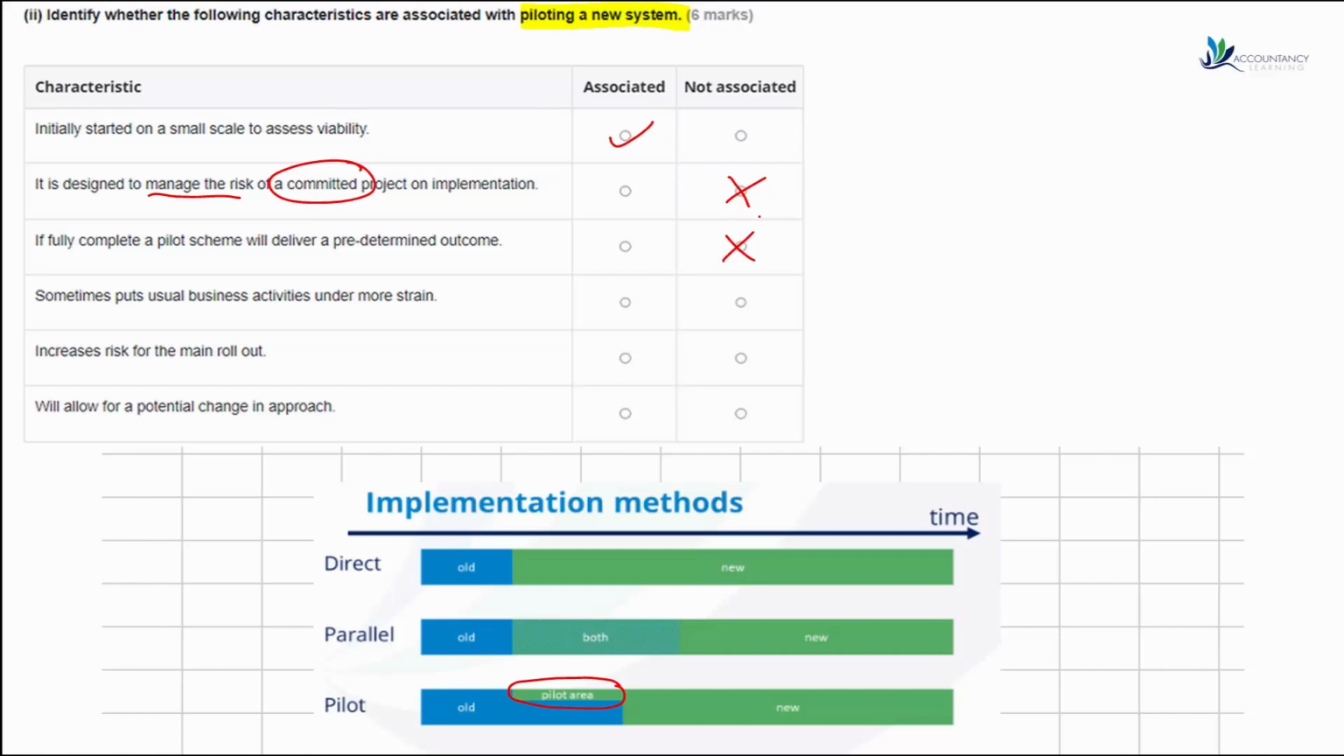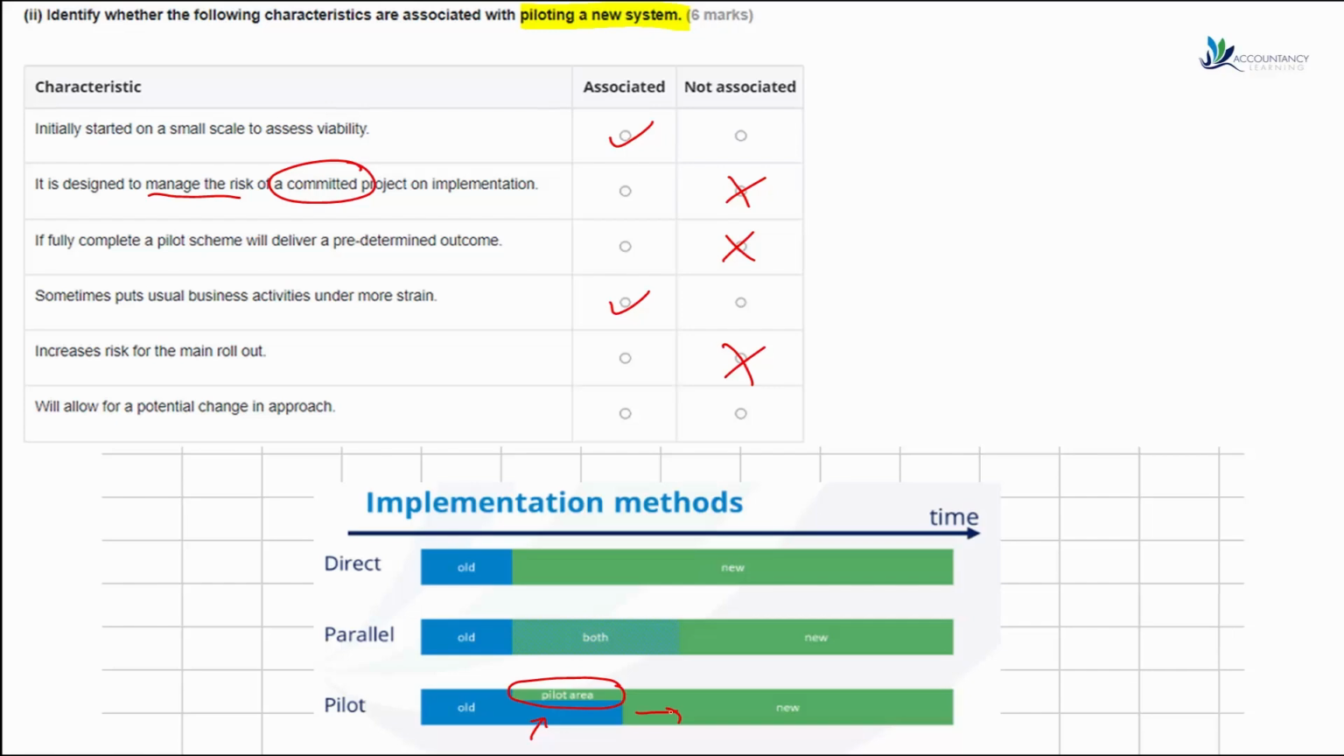Our fourth statement: sometimes puts usual business activities under more strain. Well, yes, that is true, because the rest of the business could be having a few problems as we're diverting some of our attention to the pilot area. The next statement: increases risk for the main rollout. Well, no, hopefully not. The point of doing the pilot is that we're doing some testing in the pilot area, and based on the pilot, we'll be able to have a more successful and less risky implementation for the rest of the business. So that's not associated with the pilot.